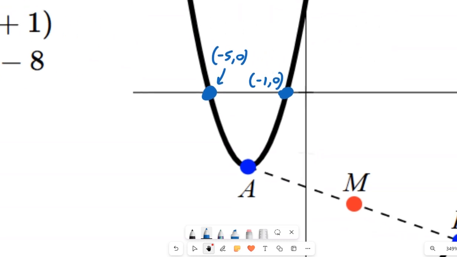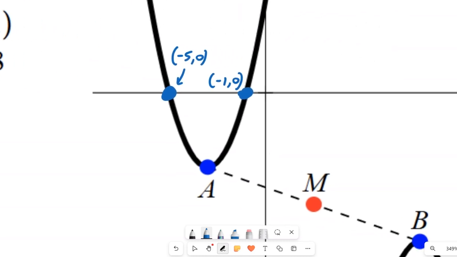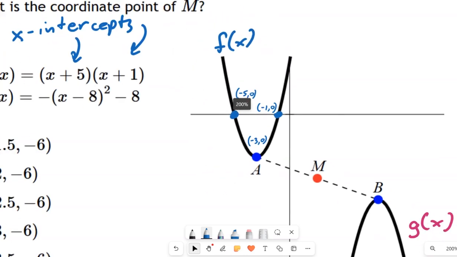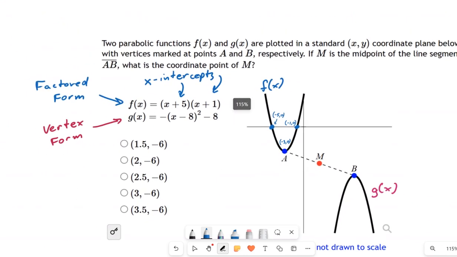So if you notice, the vertex of this parabola is exactly halfway in between those x-intercepts. That's not a coincidence, which means this thing is located at negative 3, 0 down here. Okay, so that's useful information number one.